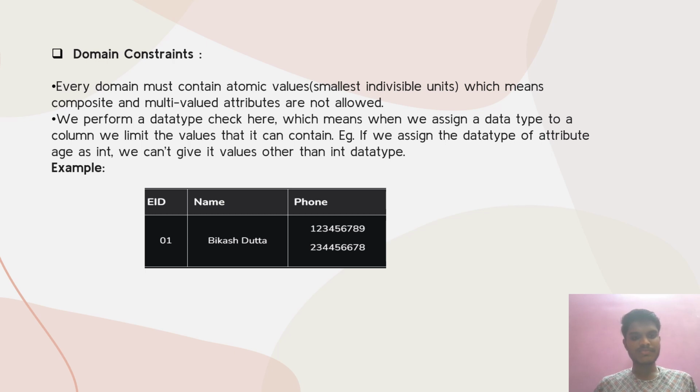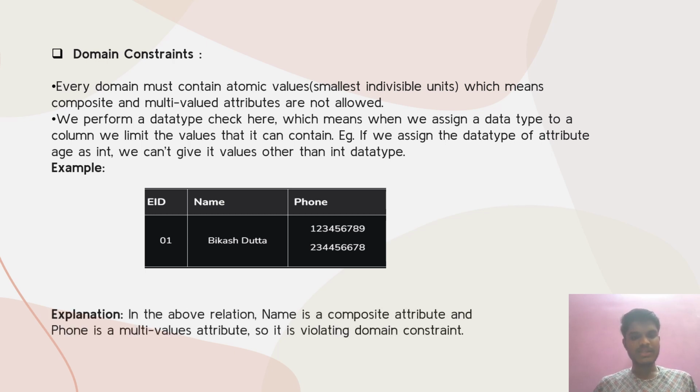Example, in the above relation, name is a composite attribute and phone is a multi-valued attribute, so it is violating the domain constraint.